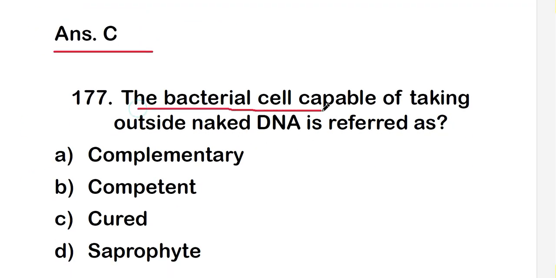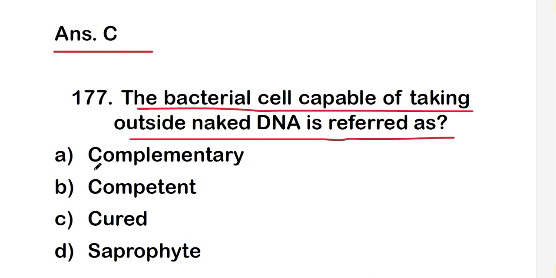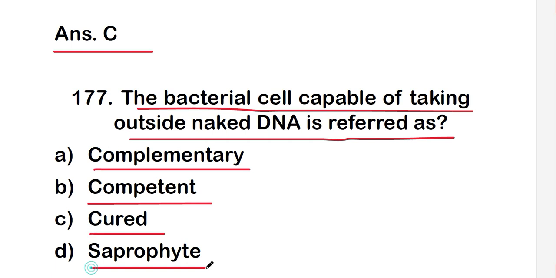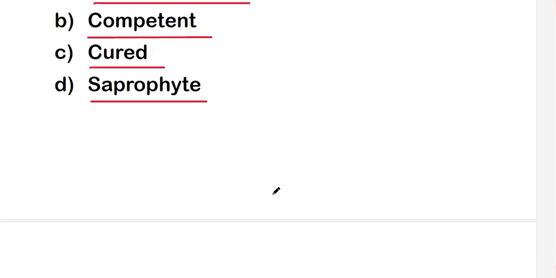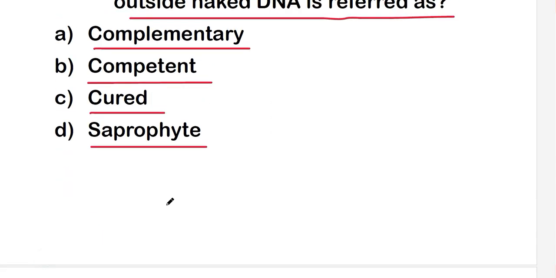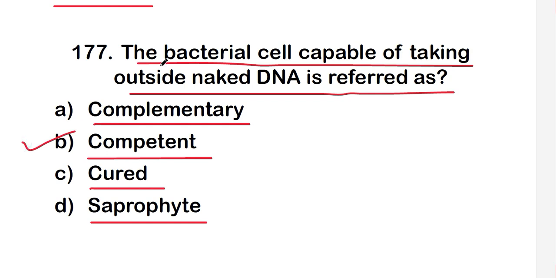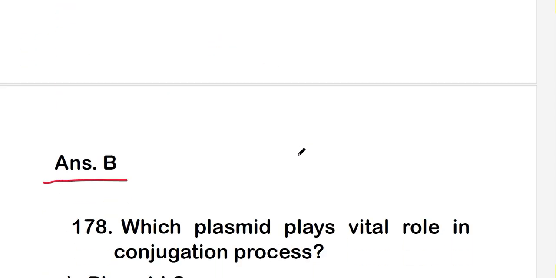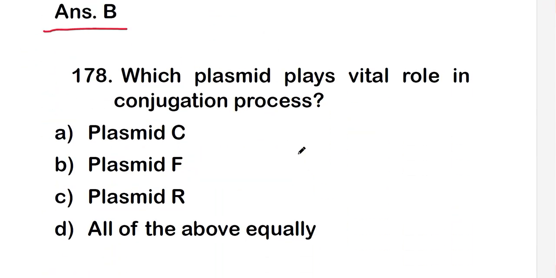So the bacterial cell capable of taking outside naked DNA is referred as: option A complementary, option B complement, option C cured, option D saprophyte. And the right answer is option B, that is complement. So the bacterial cell capable of taking outside naked DNA is referred as complement. Okay, so next one is 178.